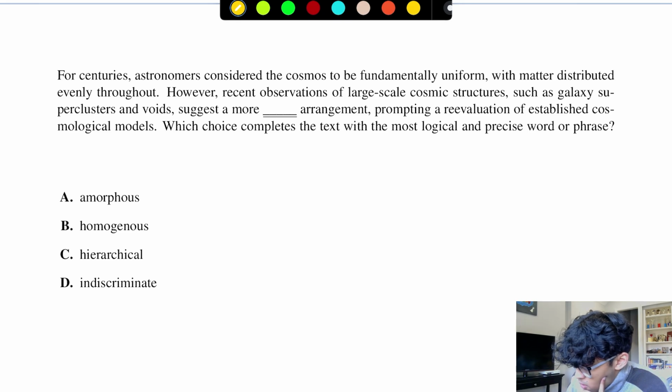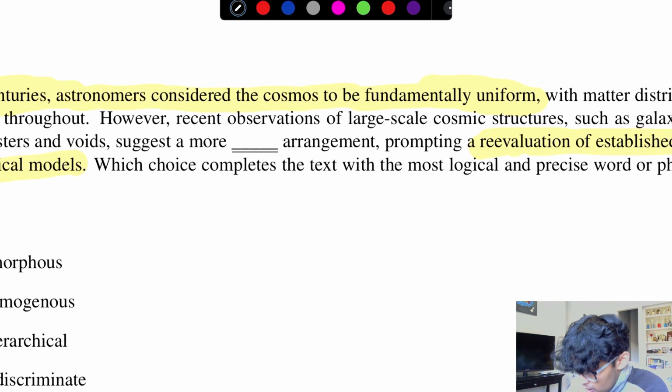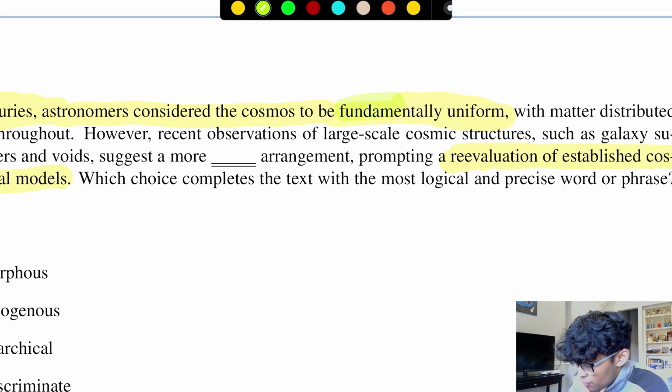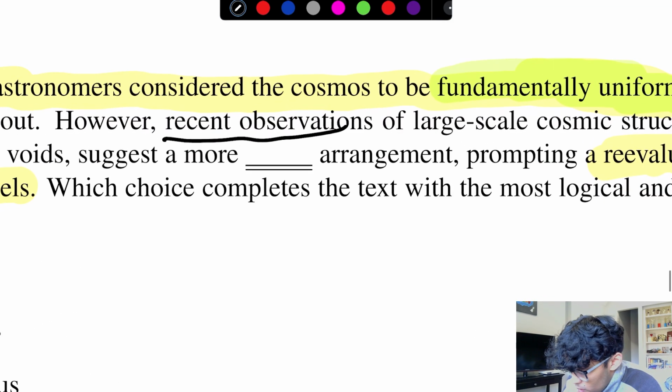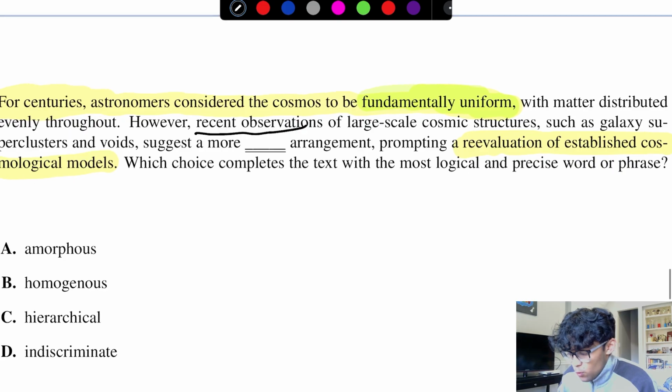So the first thing I want to highlight here is the reevaluation of the established cosmological models. The established cosmological models are described in the first sentence. For centuries, astronomers considered it to be fundamentally uniform. So the blank should be the opposite of fundamentally uniform, or maybe not the opposite, but something that's not related to fundamentally uniform. Recent observations overturned this long term consideration.